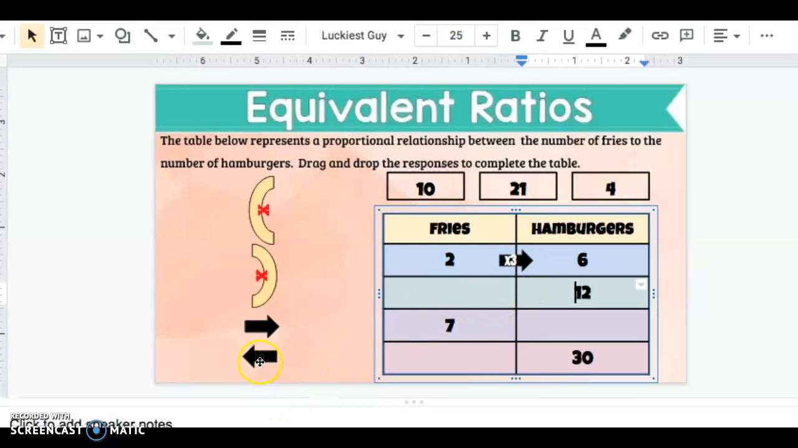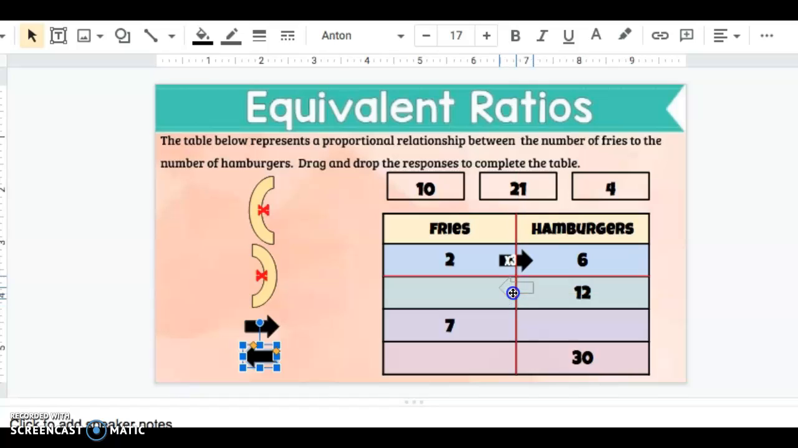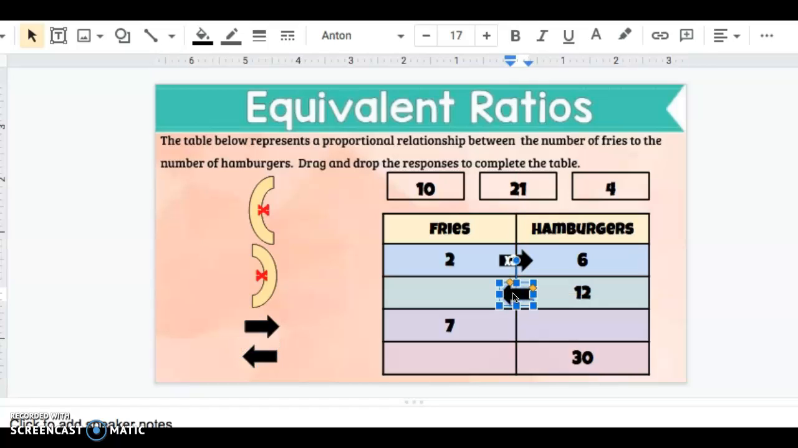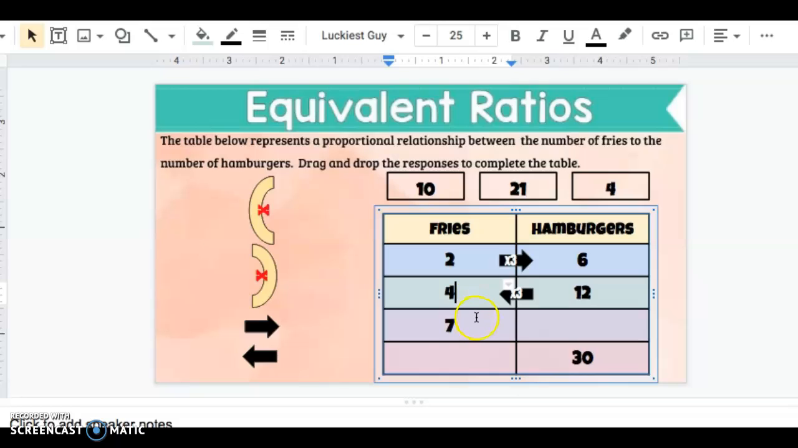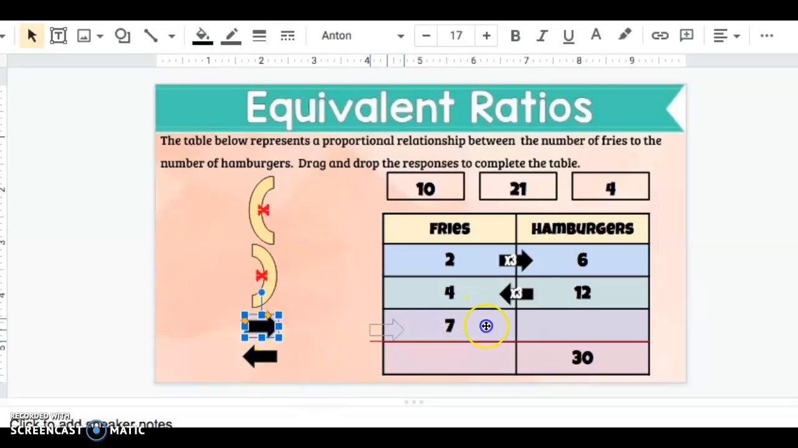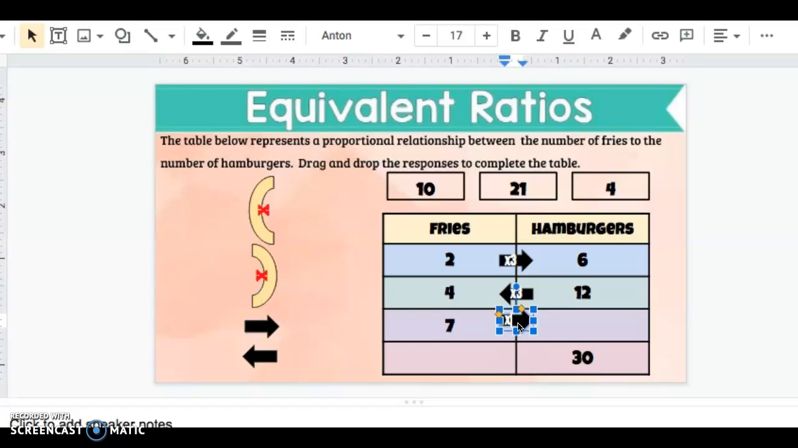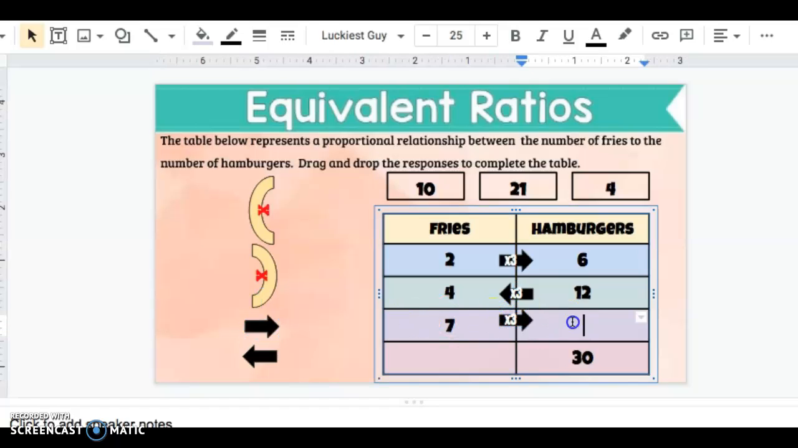So if you're going to go to 12, you're not going to times 3. You're going to ask yourself, what times 3 gives you 12? And you would say 4. Okay, so you're going to 7, and then you're timesing 3. So 7 times 3 is 21.